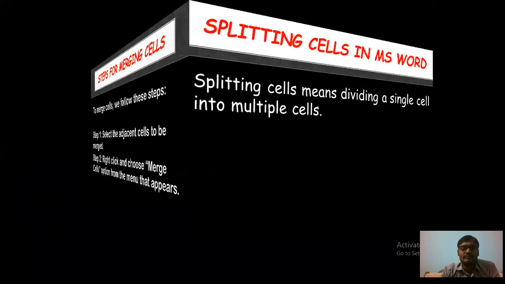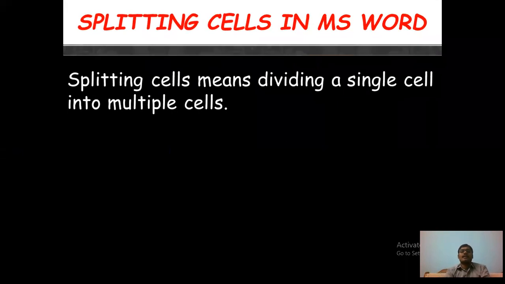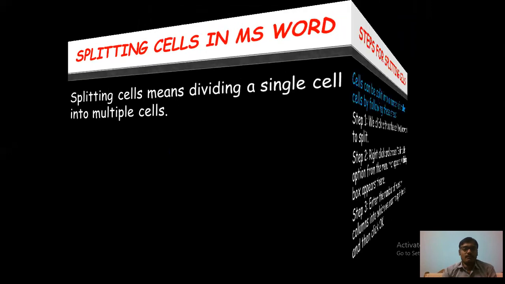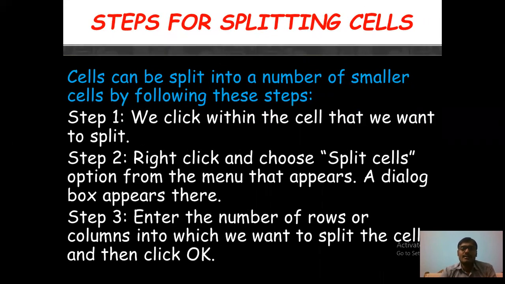Now coming to the next topic, splitting of cells in MS Word. Splitting cells means dividing a single cell into multiple cells. You have to divide a single cell into multiple cells. It is just the opposite of merging cells. Splitting and merging are opposite to each other. Now, what are the steps for splitting cells? Cells can be split into a number of smaller cells by following these steps.